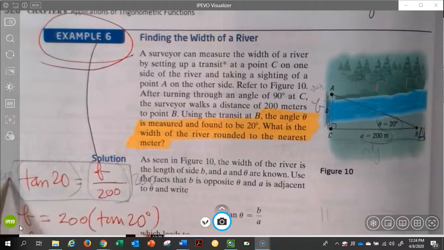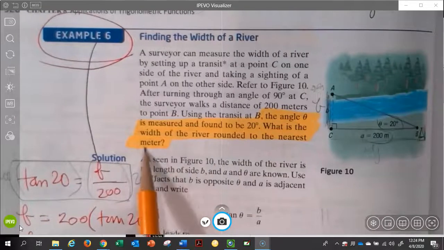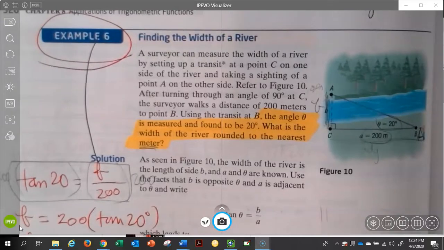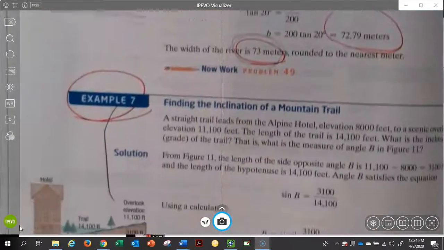I'm going to multiply both sides by 200, which is what I have written here, and then it's approximately this number, but then going back to the directions, the nearest meter, right here, 73 meters. We're done. It's about 73 meters across the river.